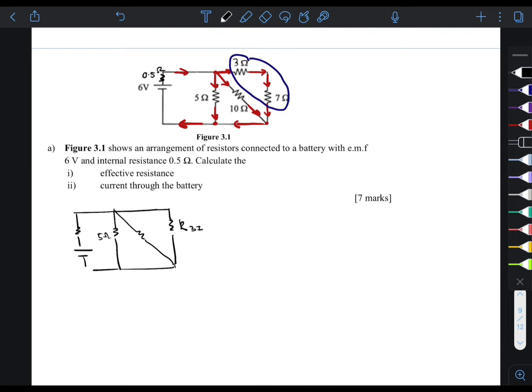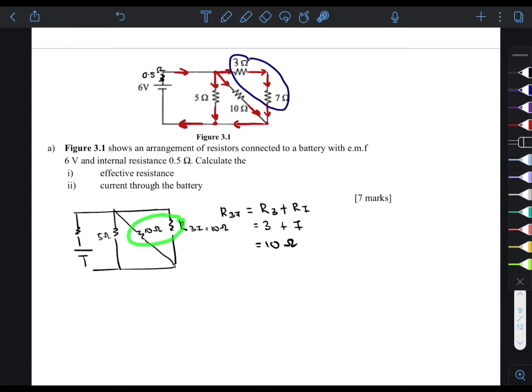So to find the effective resistance for series, for R37 we have to add. Resistors in series, we simply sum them. R3 is 3 ohm, plus R7 is 7 ohm. So you'll end up with 10 ohm. So this is the value of our R37, 10 ohm. Here we have another 10 ohm.